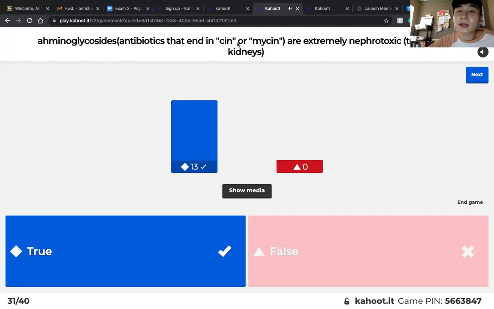Yes, so anything ending in -mycin or -micin is nephrotoxic, toxic to the kidney. So if there are questions about that, please don't pick the antibiotic that has the -mycin or -micin at the end.